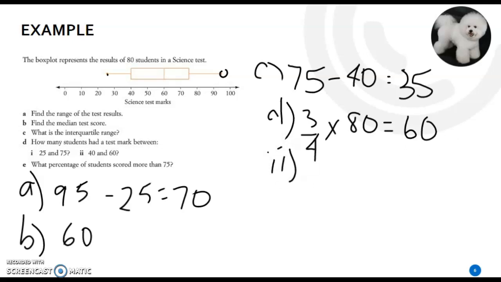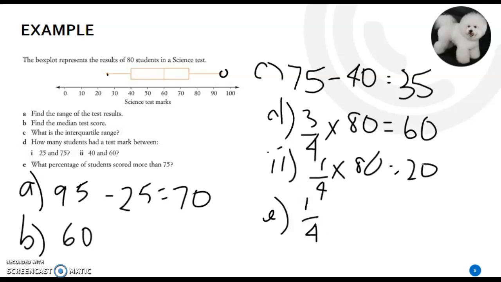How many scores are between 40 and 60? Well, 40 and 60 is only 1/4 of the scores. So that would be 20. And the last part, what percentage of students scored more than 75? It is the last quarter. So there's 1/4. To change that to percent, multiply by 100, gives us 25%.